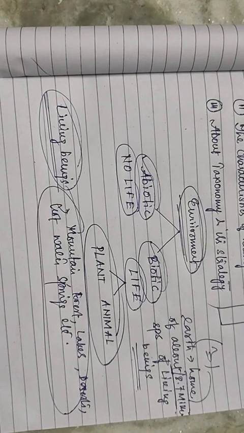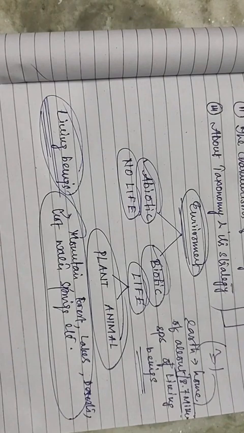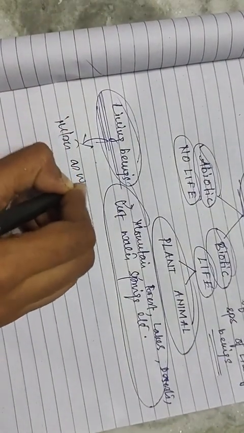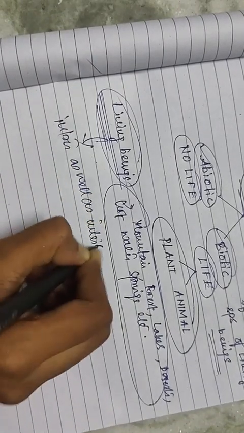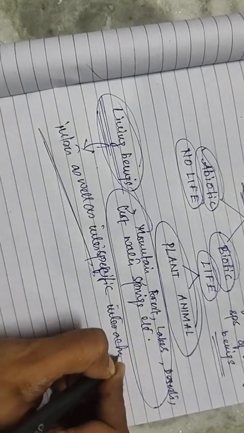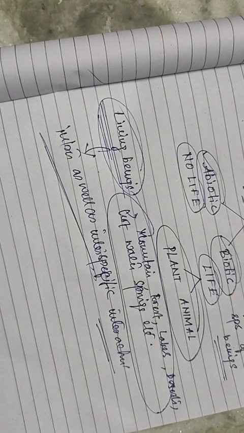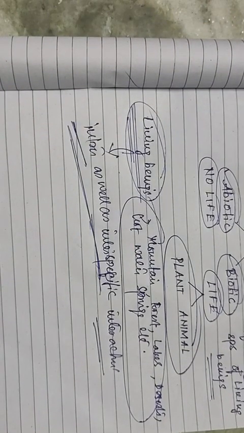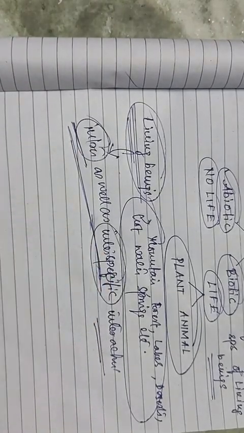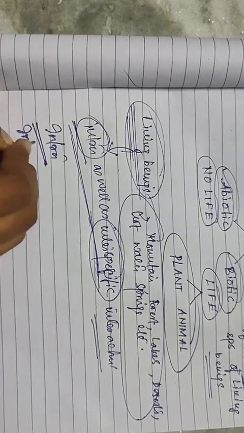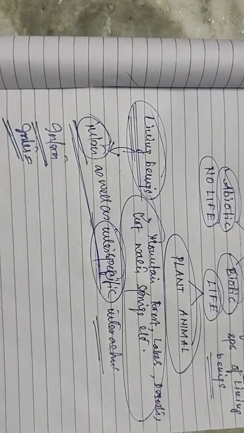Clear? But all the living beings show both intraspecific as well as interspecific interaction. So all the living beings actually show this intra as well as interspecific interaction. What is the meaning of intra and what is the meaning of inter? Always remember these two terms properly.